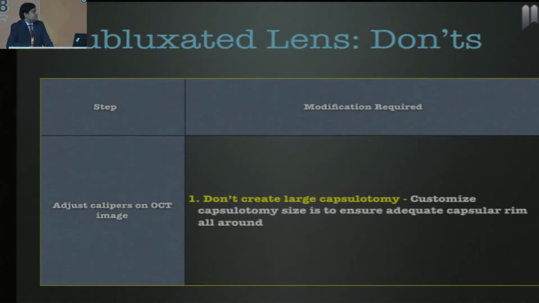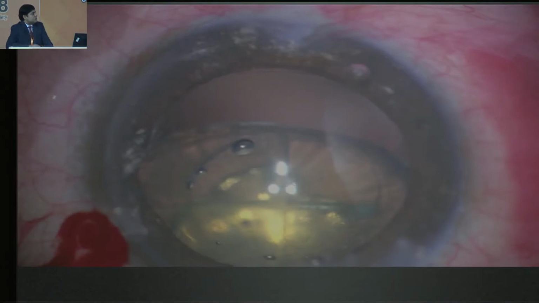What are other elements to keep in mind? Well, make sure that your capsulotomy is not very large. These are cases where, because of the zonular weakness, the lens is tilted as well as displaced a little bit to the side. And if you try to create a large capsulotomy, what often happens is that the edge of the capsulotomy is very, very close to the equator, like you can see in this example.